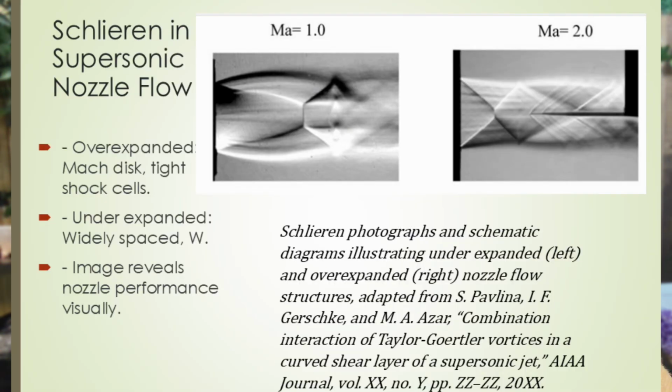So in this slide, as you can see, the underexpanded jet is on the left side and the overexpanded jet on the right. In the left image, you can see a series of evenly spaced shock diamonds. This is typical of underexpanded flow, where the plume continues to expand outside the nozzle. In the right image, the jet shows a large Mach disk and tighter shock cells, indicating overexpanded flow. You can also see strong compression waves reflecting off the shear layer. These images serve as a reference throughout the literature because they visually distinguish the two main off-design regimes.